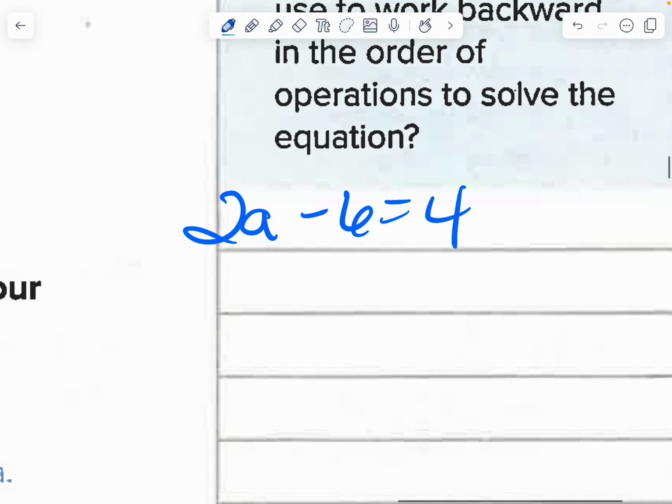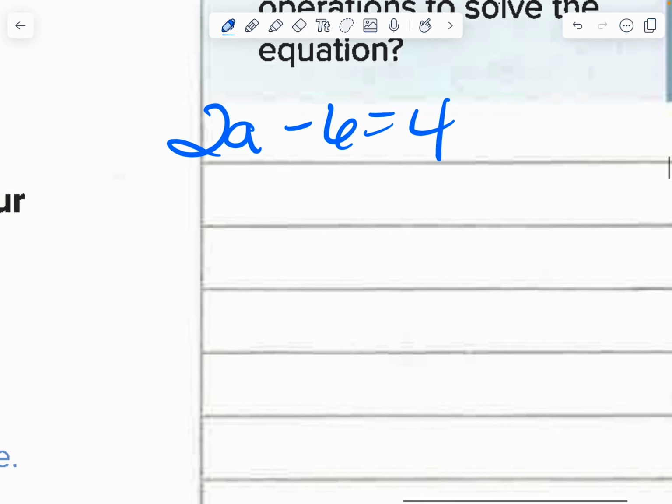And they did all of the work for us, but I don't want to do that. I want to actually go through it step by step. So if I look at this, the whole purpose of this is to get this a by itself. And what we want to do is the inverse operations. So let's get rid of the subtraction first. What's the opposite of subtraction? Addition. So I'm going to add 6 to both sides of the equal sign.